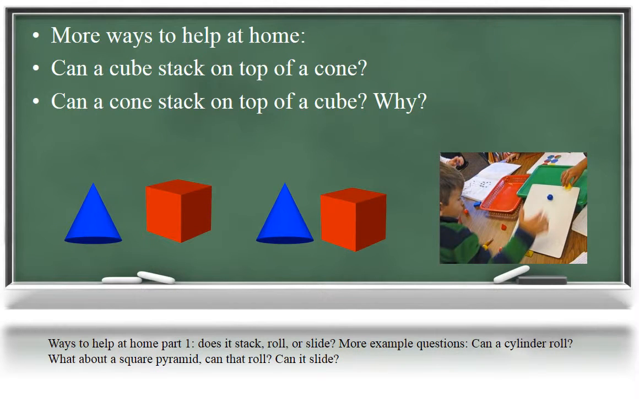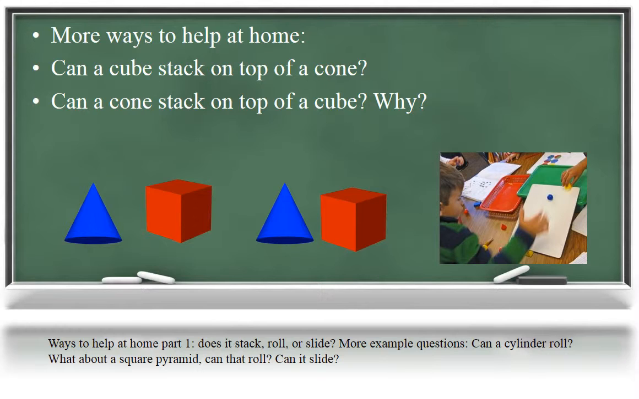Some more ways to help at home is the discovery of whether three-dimensional shapes stack, roll, or slide. This is a part of the kindergarten standards, and they will have some exposure to this within the classroom. However, we're able to also support this at home. Some example questions you can ask are, can a cylinder roll? Absolutely. And you see in the bottom right-hand corner here, you see a child that has a little makeshift ramp that they are testing whether some of the three-dimensional figures that they have are able to roll or slide.